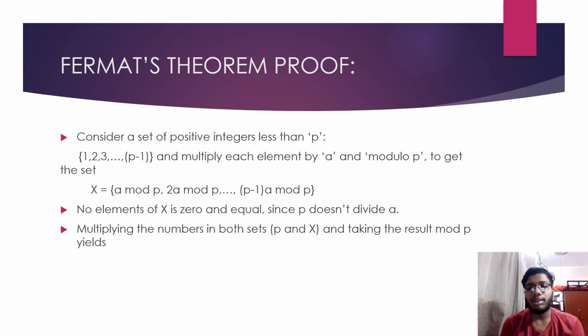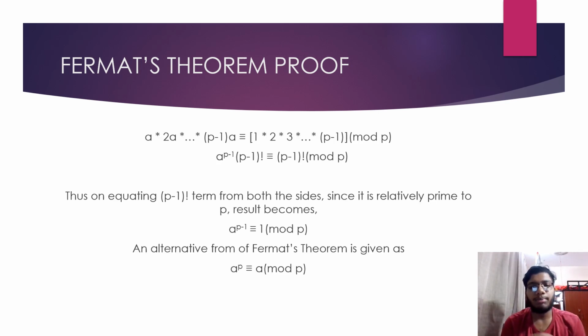Multiplying the numbers in both sets, p minus 1 factorial and X, and taking the result mod p yields the resulting equation. We can cancel the p minus 1 factorial term because it is relatively prime to p. This yields the equation, that is a to the power p minus 1 is congruent to 1 mod p, which completes the proof.